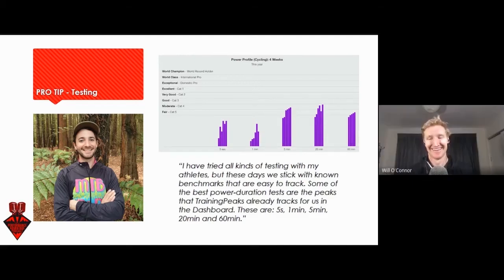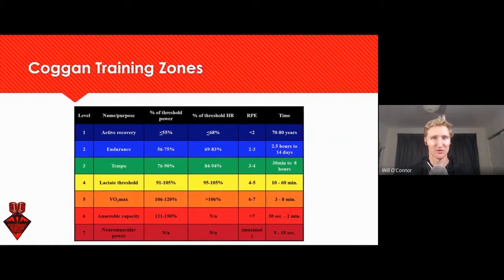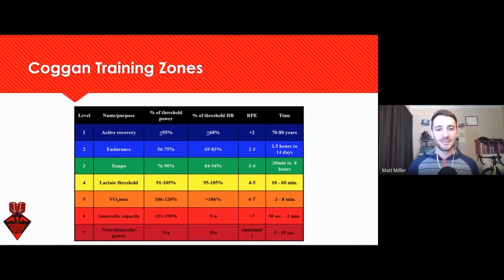Right. Yeah. So, what are the zones, Matt? What zones do you use? Do you use 1 to 10, 1 to 5? Yeah, I use these. I use the Coggan training zones. So these are preset in Training Peaks. I just set the athlete's FTP within training zones, and then I apply the Coggan training zones.